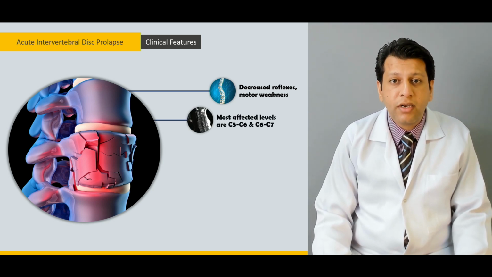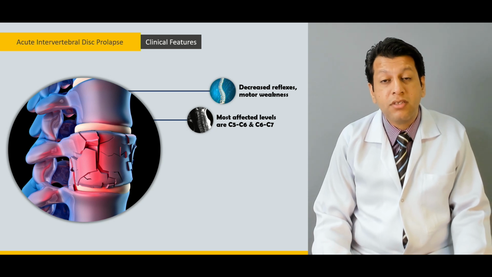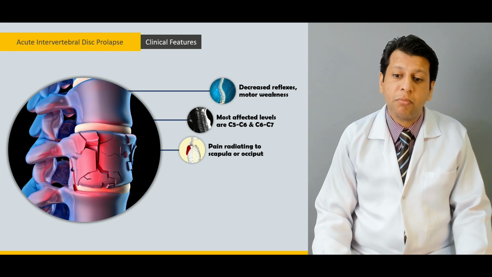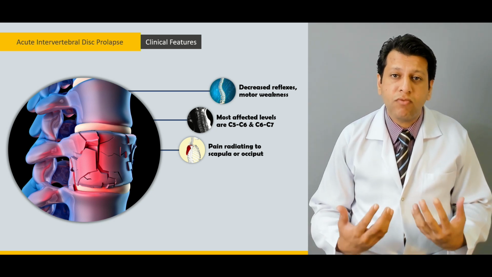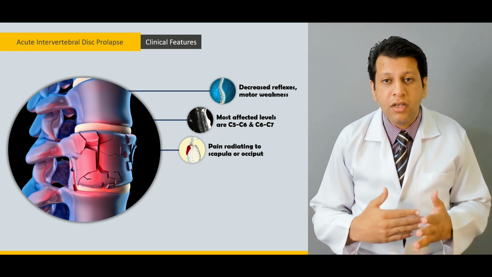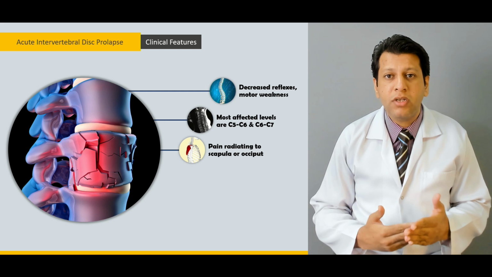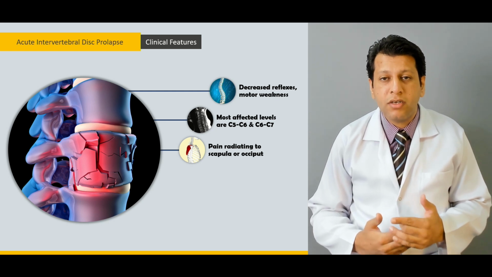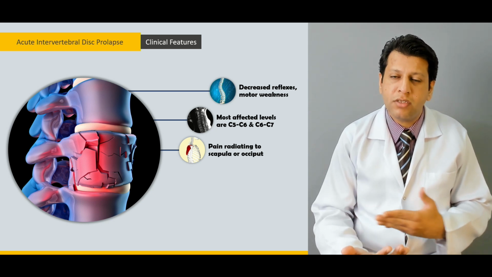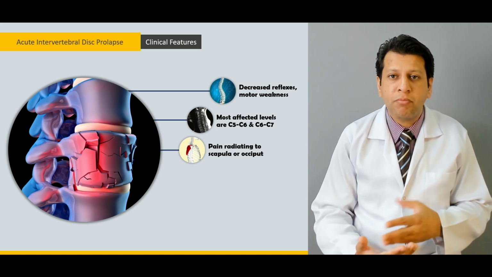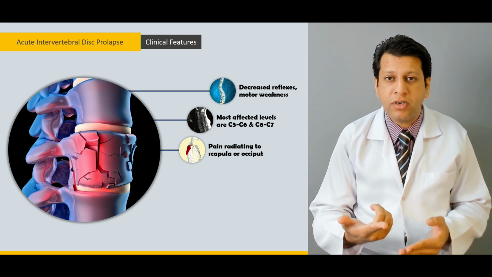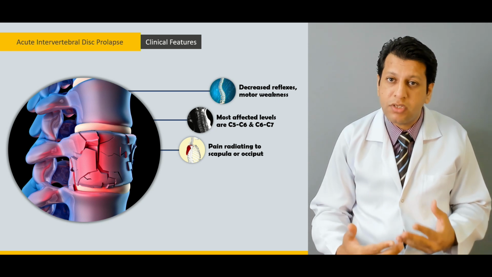Usually the most affected areas are C5-C6 and C6-C7 in the cervical spine. Pain may be radiating towards the scapula and the occiput. If it's involving C5-C6, the nerve which would be affected would be C6, because that is actually going below the level of C5. And what actually happens with C6 involvement is there would be dysesthesias, numbness mainly over the radial aspect of the forearm, and the thumb and index finger may have hypoesthesias as well.